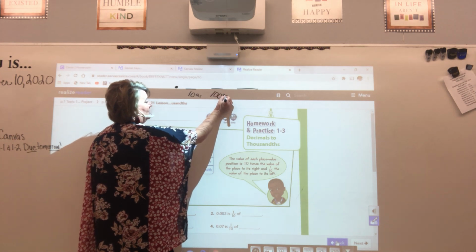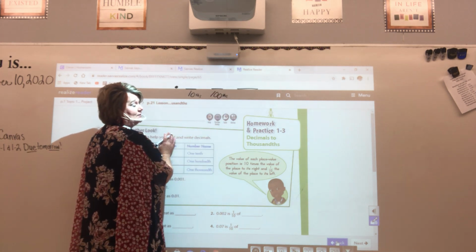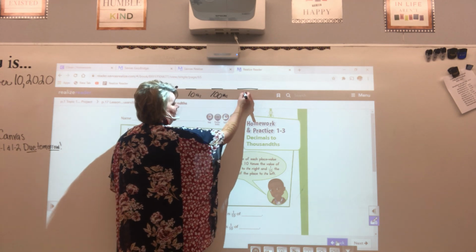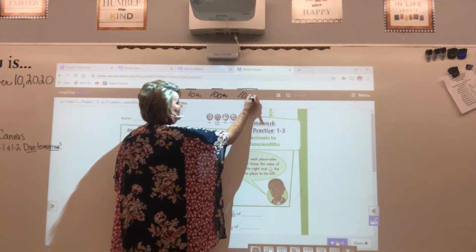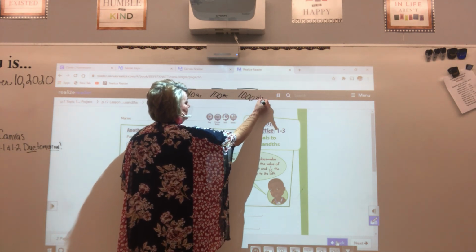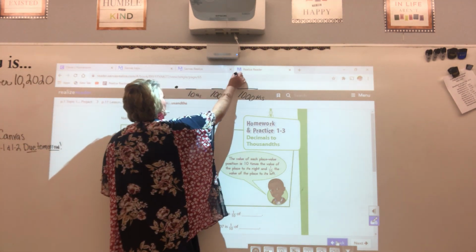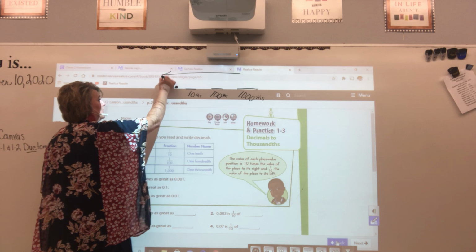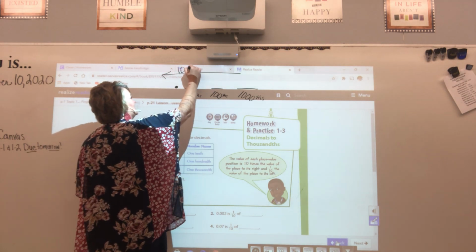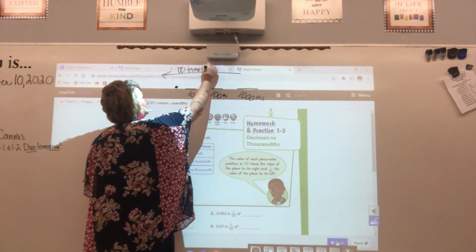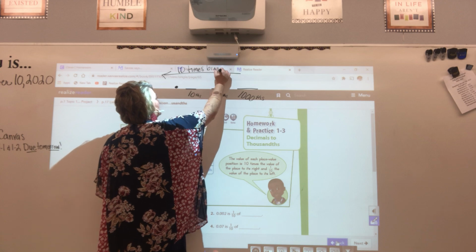Okay, and remember, I don't want it just to be me and Kaden today. And the third place was the what, class? Thousandths. Good, I like that better. Okay, and then I want you to draw arrows if you don't have your scrap paper going this way, and that's 10 times bigger each digit is.